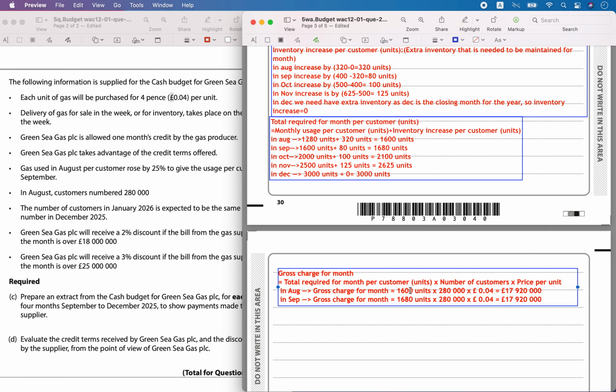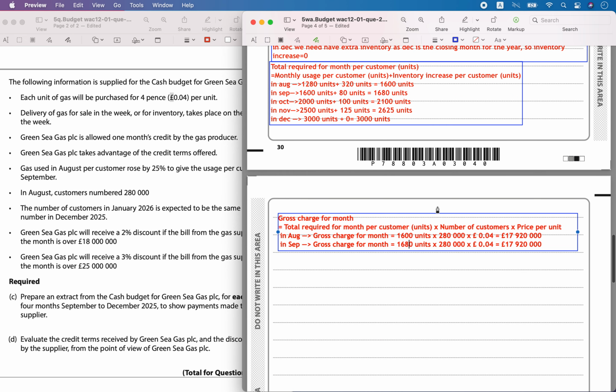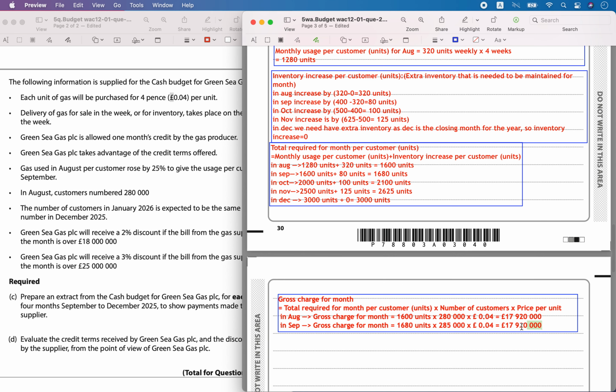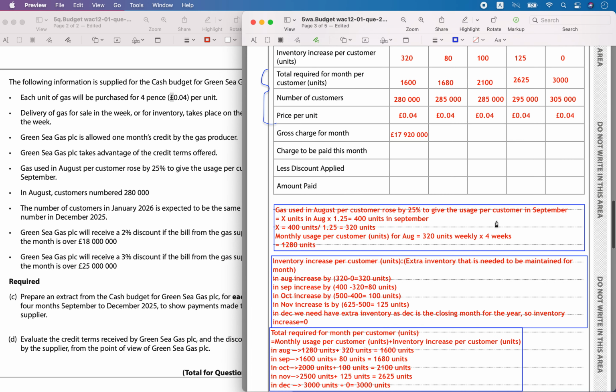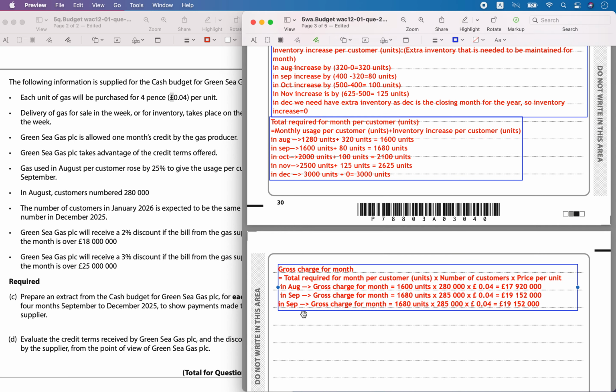So that is going to be equal to 1680 units times 285,000 times 0.04, that is going to be equal to 17,920,000. So now let's calculate for the month of October.